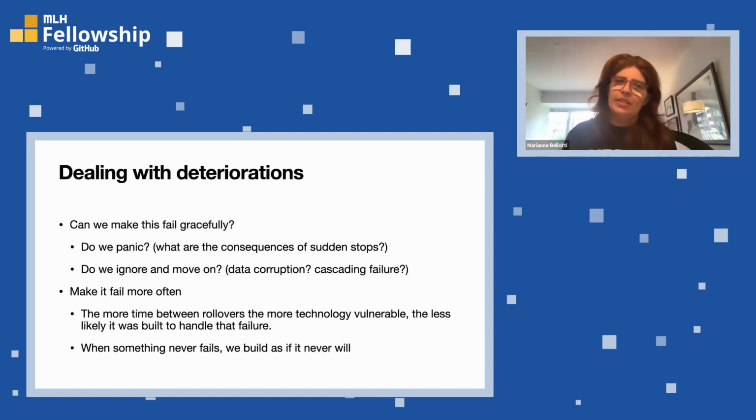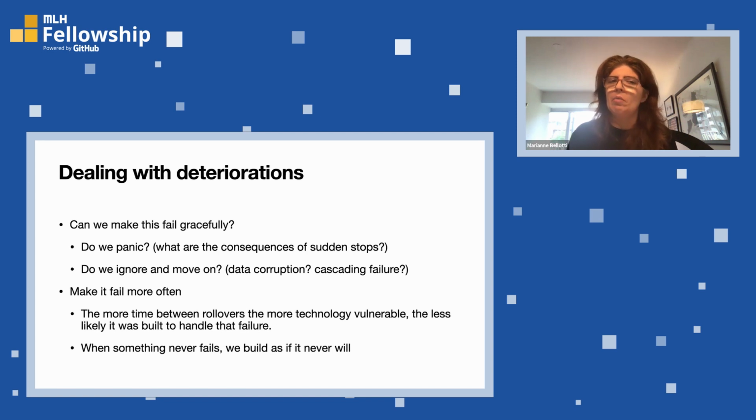So the thing to ask yourself with deteriorations is, how do we make this fail gracefully? So first, anticipate where the deteriorations are in a system when you're building it. Like, where are there time problems? Are there hardware problems? Where are you going to get bit by this? And then try to figure out what fail gracefully is in the context of what you're building.